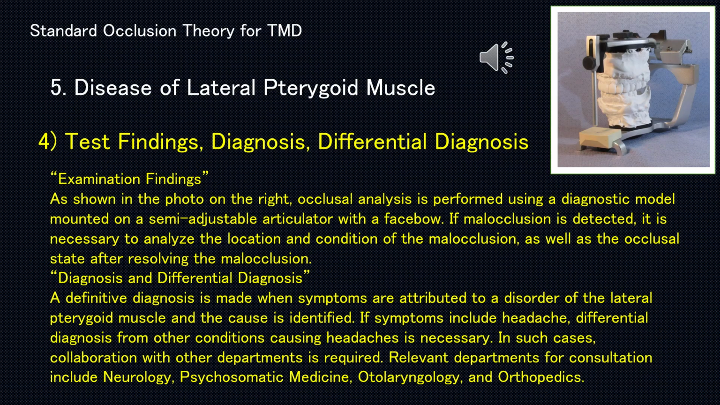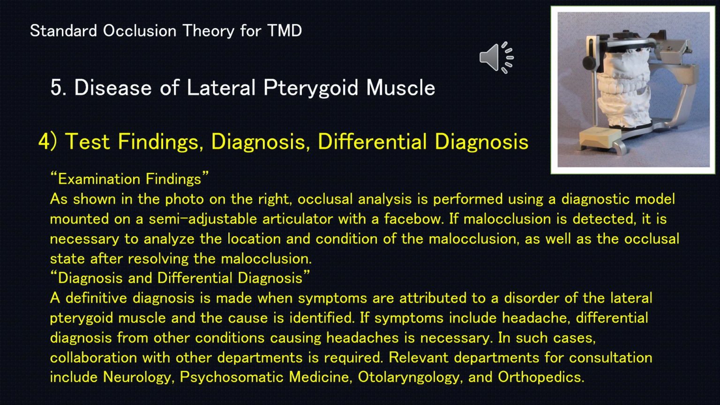4. Test findings, diagnosis, differential diagnosis. Examination findings. As shown in the photo on the right, occlusal analysis is performed using a diagnostic model mounted on a semi-adjustable articulator with a face bow. If malocclusion is detected, it is necessary to analyze the location and condition of the malocclusion, as well as the occlusal state after resolving the malocclusion.